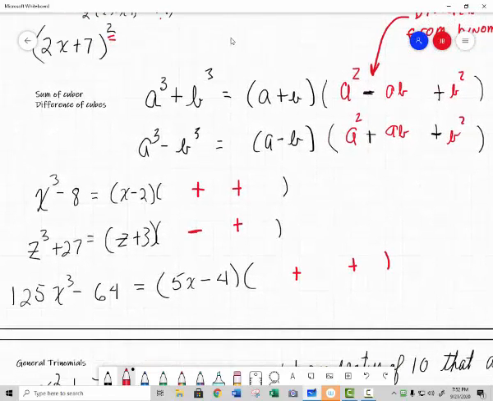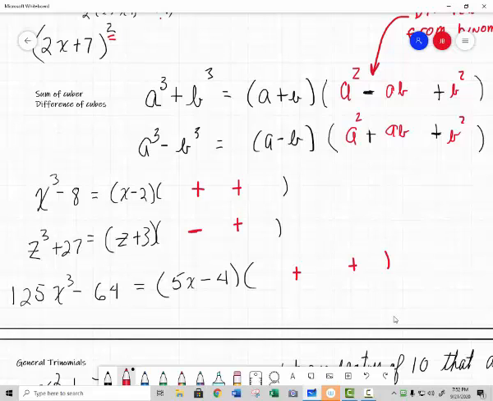Now, the sum and difference of cubes, pretty straightforward. If I've got two cubes, a cubed and b cubed, the sum of those two is going to factor into a plus b. If I've got the difference of cubes, a cubed minus b cubed, it's going to factor into a minus b times something else. It's going to be always a trinomial. Now the only thing you have to remember is looking at those signs.